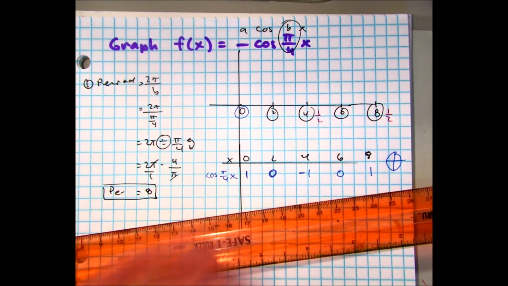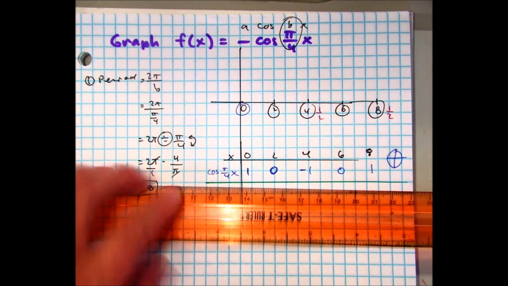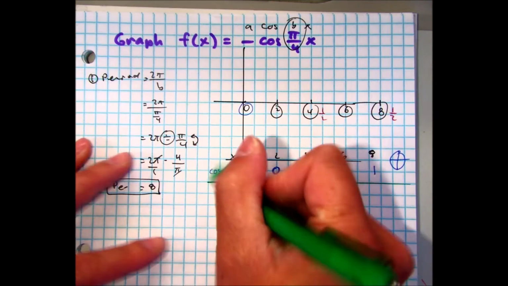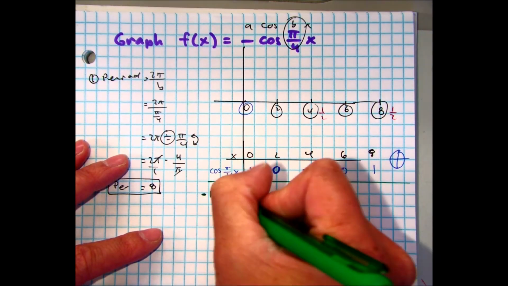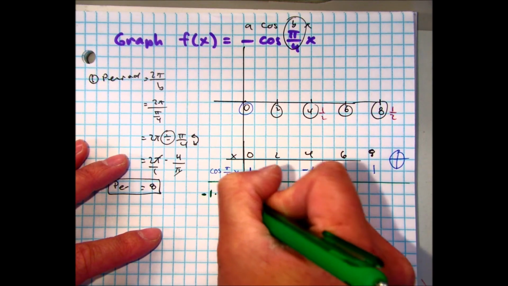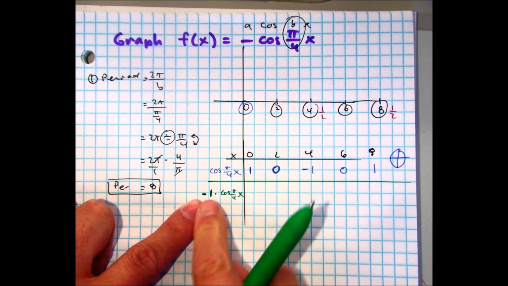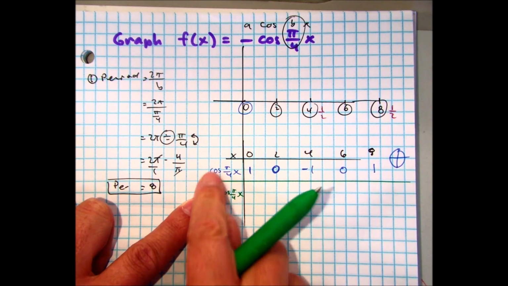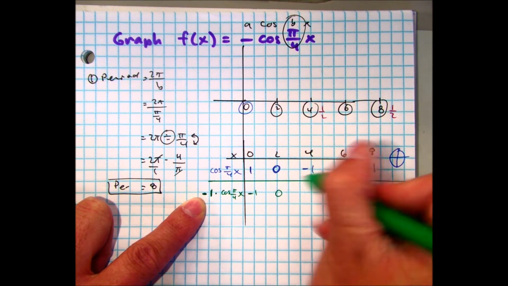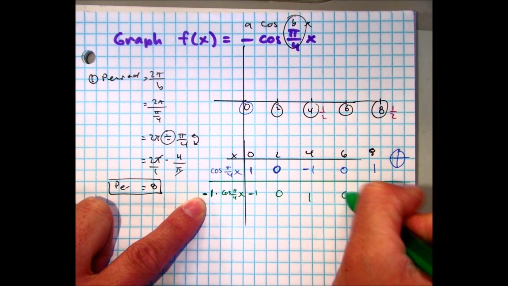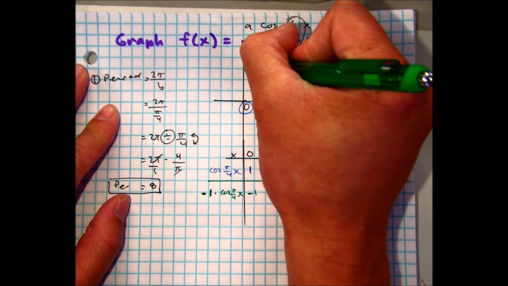Alright, now I'm going to draw another line. And now we're going to have the negative sign. Now this negative sign is like an a value of negative 1. So negative 1 times the cosine of pi over 4 x. So all I have to do is now multiply my function, which I've done previously, by negative 1. Negative 1, 0, 1, 0, and negative 1. I'm going to go ahead and graph that.